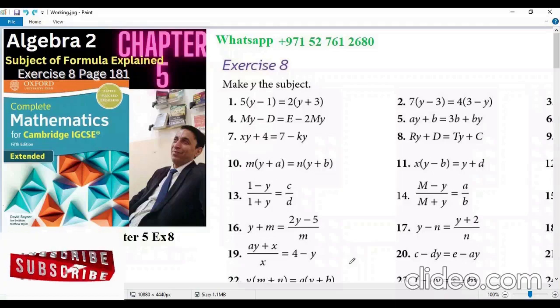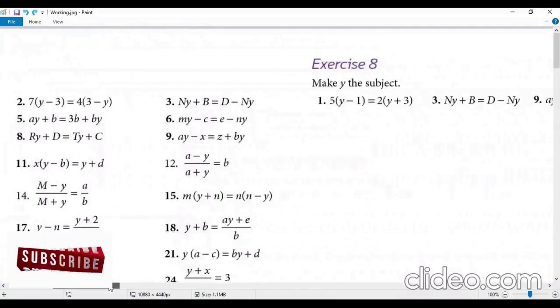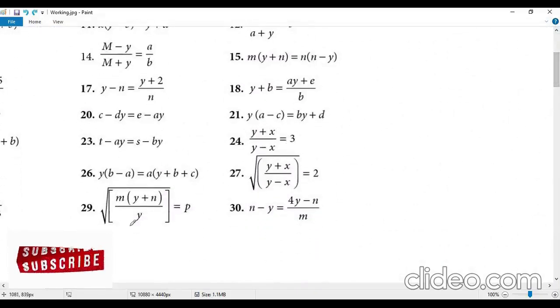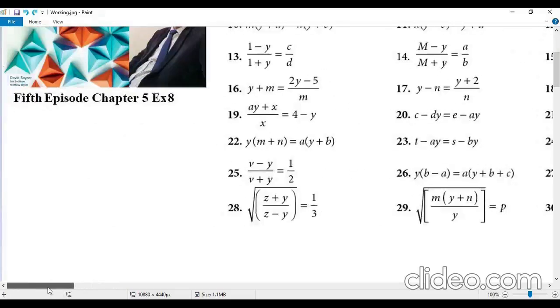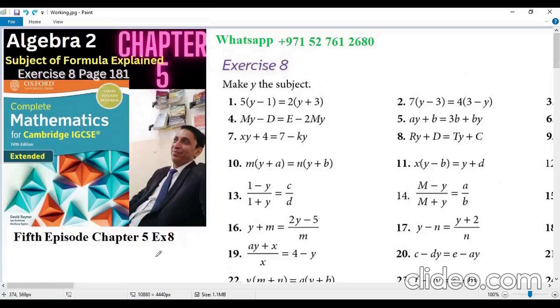Hello everyone. Here we are with the 5th episode of chapter 5. In here we are going to discuss exercise 8, which has around 30 questions, I guess. Let's see how many questions it has. Yes, 30 questions. And I have selected 12 questions out of it, because you know very well that there are some questions which are repeated in the form of exercise. Method is same. So I'll be explaining you 12 questions out of it.